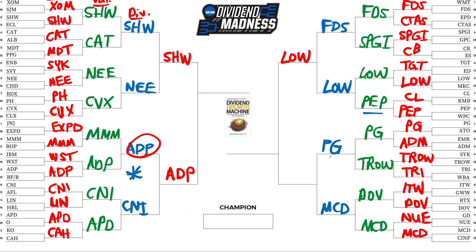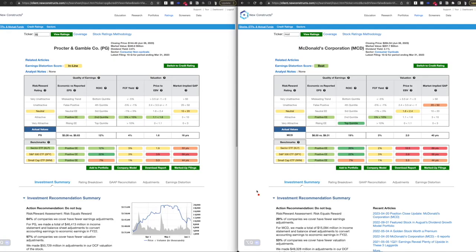In our final matchup, we have Procter & Gamble versus McDonald's. So here we have two real dividend heavyweights. It's really kind of a shame that one of these is going to have to lose.